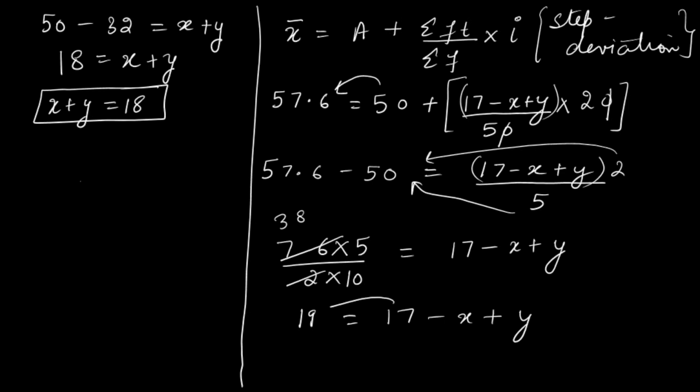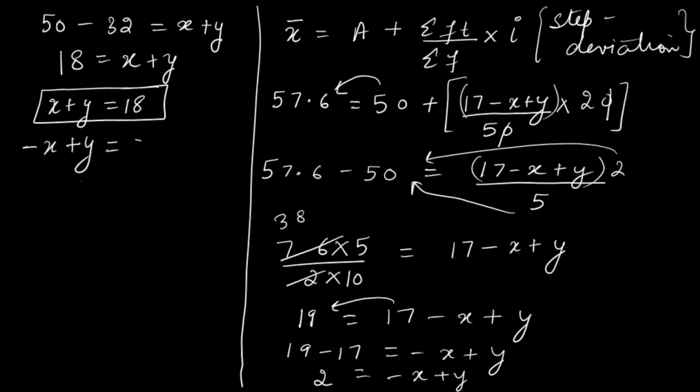Now 17 also let's shift to the other side. So this will become 19 minus 17 is equal to minus x plus y. So I can write 2 is equal to minus x plus y. So I got one equation here: minus x plus y is equal to 2.